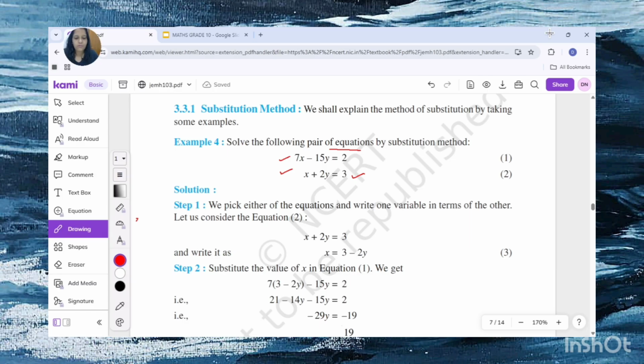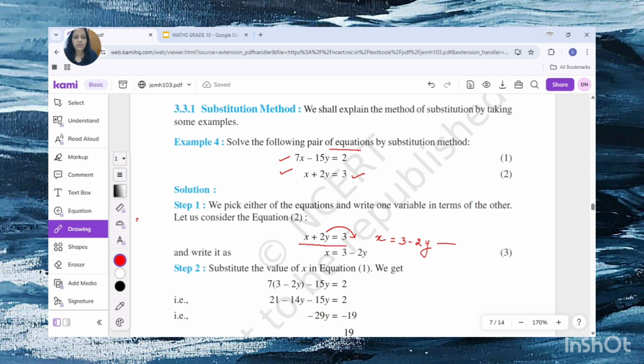So step number 1 will be, we pick either of the equations and write one variable in terms of the other. Let us consider equation number 2. Equation number 2 is x plus 2y is equal to 3. When you transpose 2y to the other side, it will become x is equal to 3 minus 2y. Now you have to substitute this value into equation number 1.